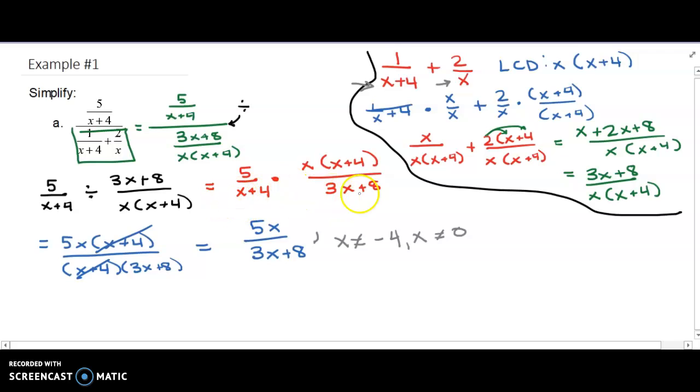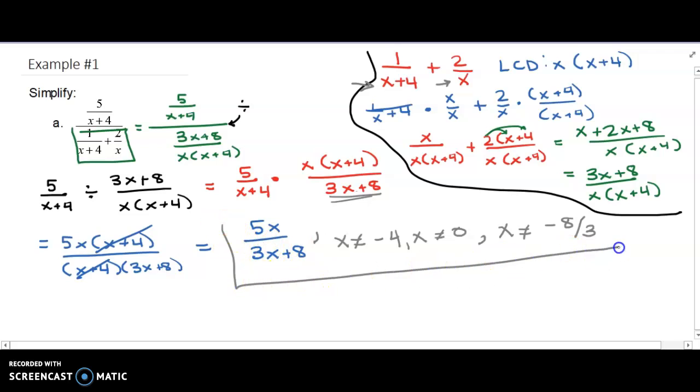Okay. Now when I flip this, I have a new denominator, right? This went from my numerator to the denominator. I still have to include that. So 3x plus 8 equals 0 when x is -8/3. So x cannot equal -8/3 either. This here is my final answer.